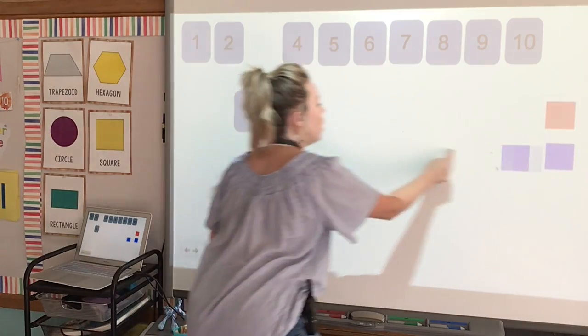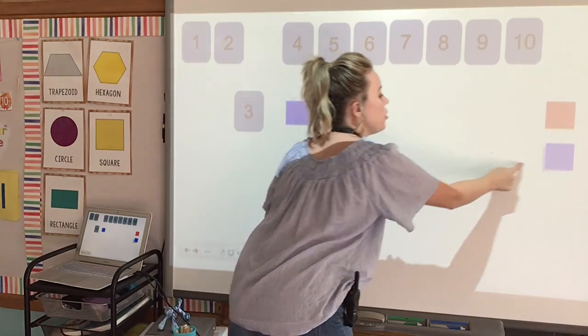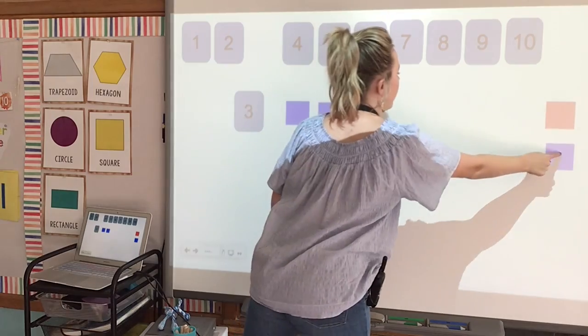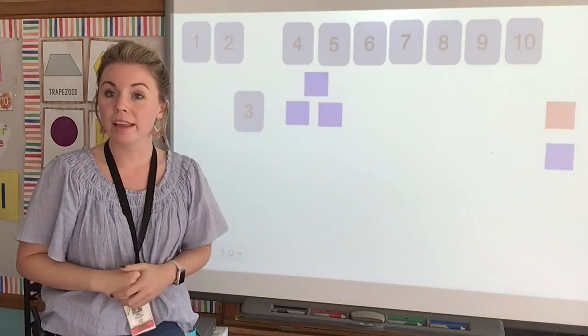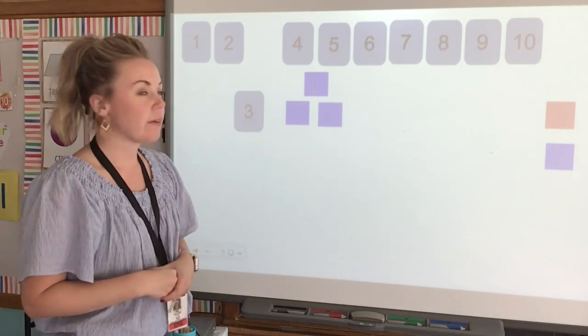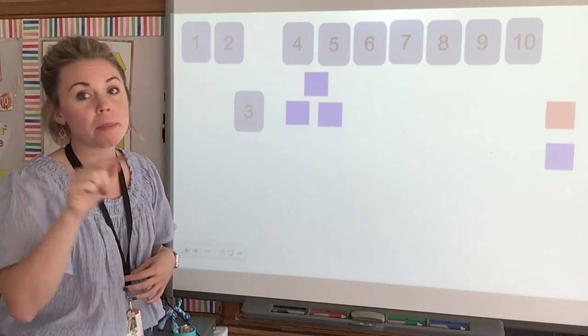Ready? 1, 2, and 3. There we go. So that's one way that I can represent 3. Let's see if I can figure out another way to represent 3. Remember, count along with me.